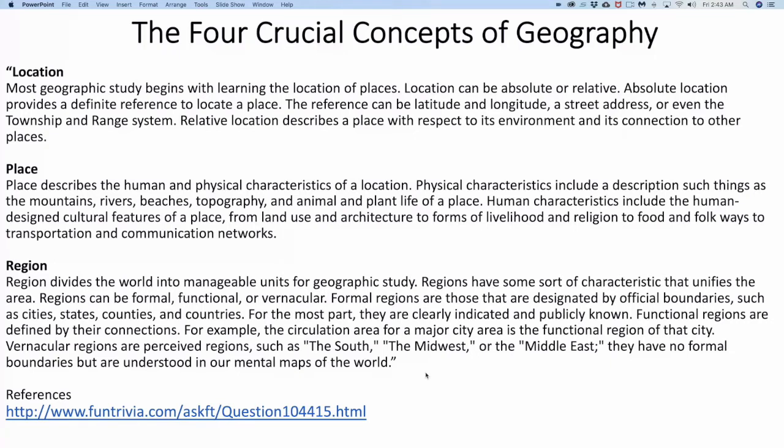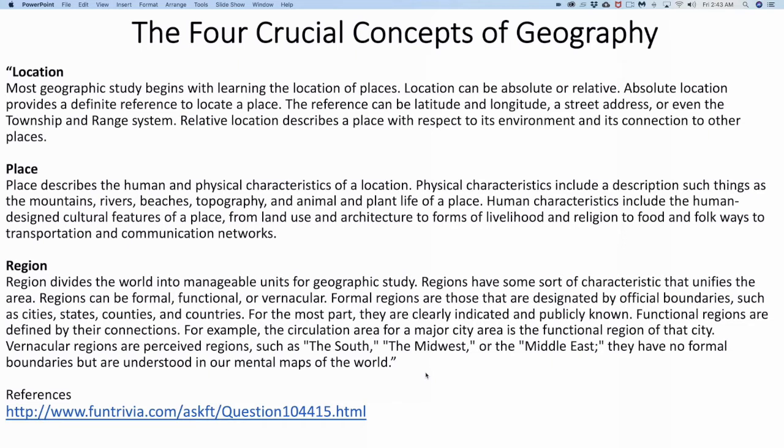So what is location? Most geographic study begins with learning the location of places. Location can be absolute or it can be relative. Absolute location provides a definite reference to locate a place. For example, it can be latitude and longitude. It can be a street address, or even a township and range system. In contrast, relative location describes a place with respect to its environment and its connection to other places.